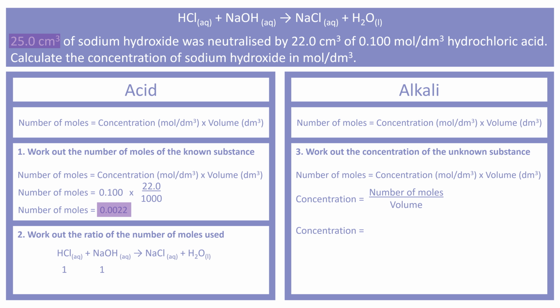The number of moles used was 0.0022 as it's in a 1 to 1 ratio with the acid, and the volume we can get from the question is 25. Again, we need to remember to convert this to dm cubed by dividing the value by 1000. We can then solve the equation to give us a concentration of 0.0880 moles per dm cubed.